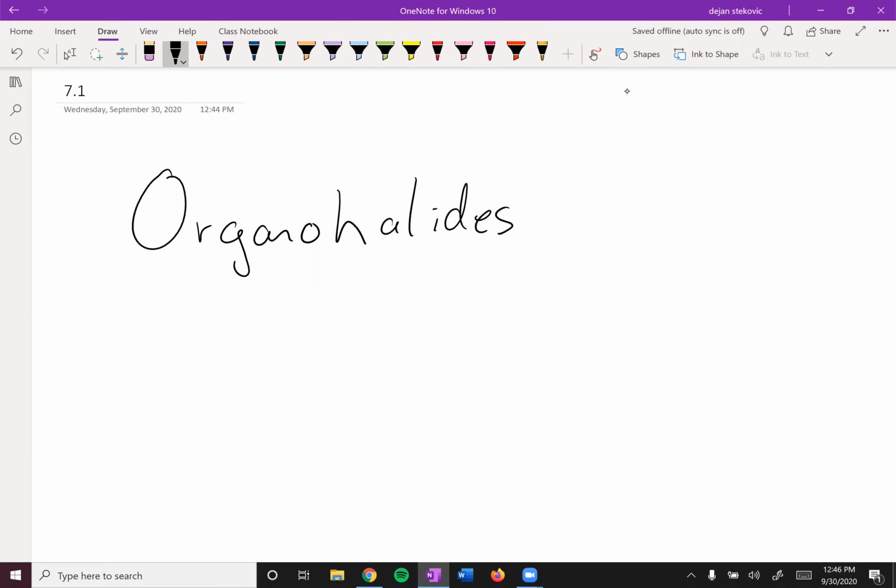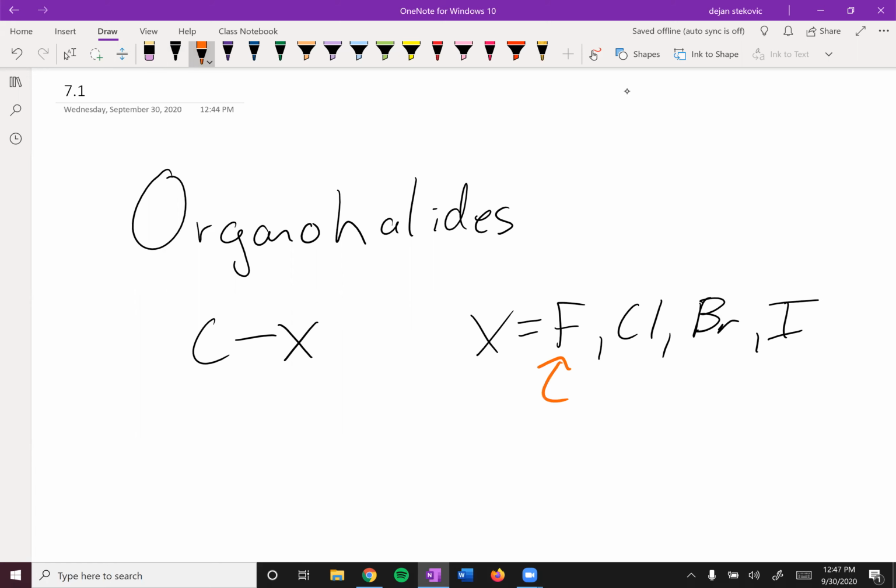All right, so let's move on and start our discussion on organohalides. Organohalides are anything that has a carbon-X bond, where X is going to be a halogen, right? So it could be fluorine, chlorine, bromine, or iodine. Overall, fluorine is going to be very rare.